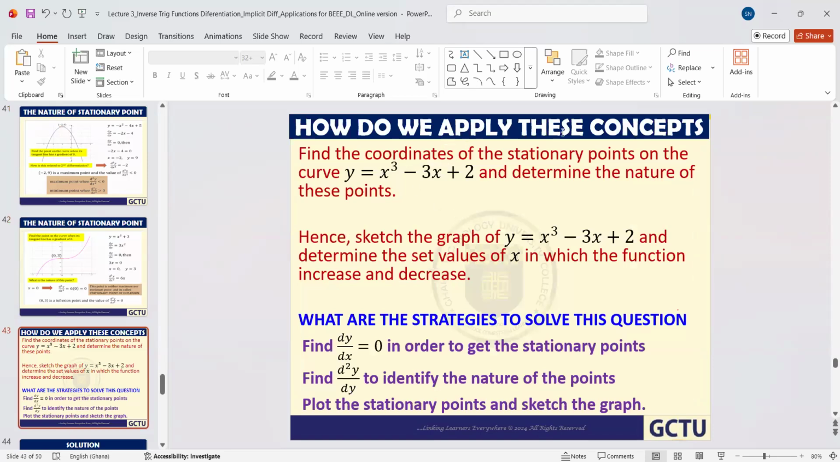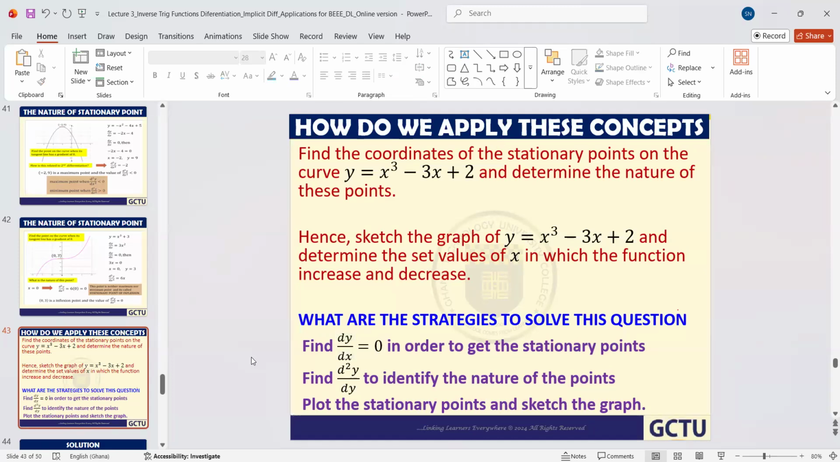So how do we apply this concept? First of all, you find the coordinates of the stationary point on the curve and determine the nature of this point. Then secondly, you sketch the graph and determine the values of x for which the function increases and decreases. So number one, what are the strategies to solve this? Differentiate the function and equate to 0. Number two, find the second differential and identify the nature of the point. Then point 3, plot the stationary point and sketch the graph.